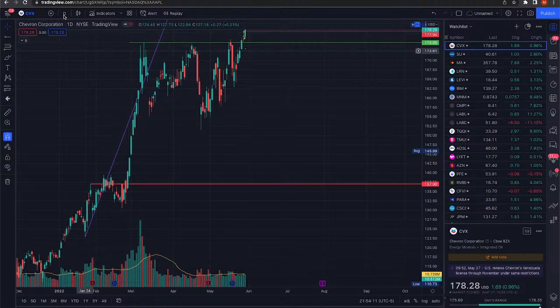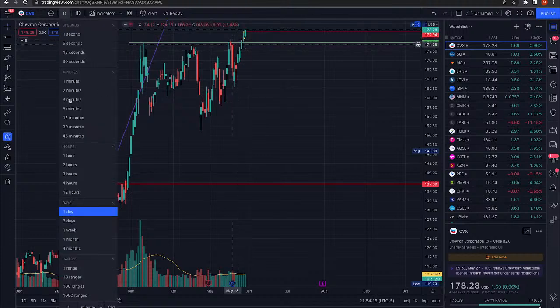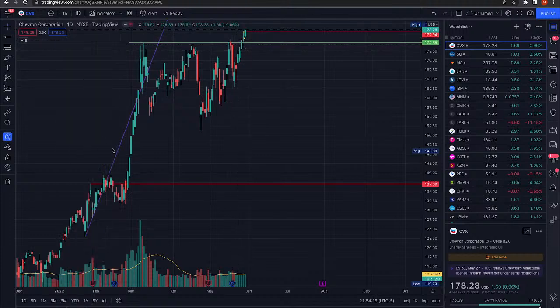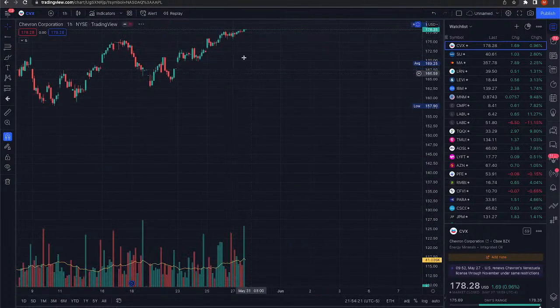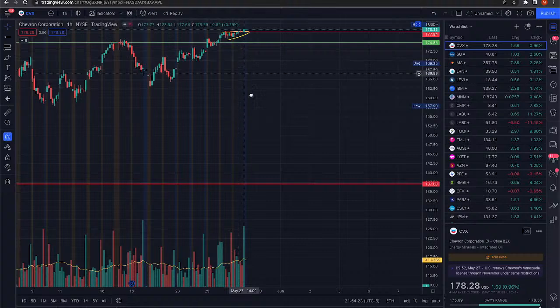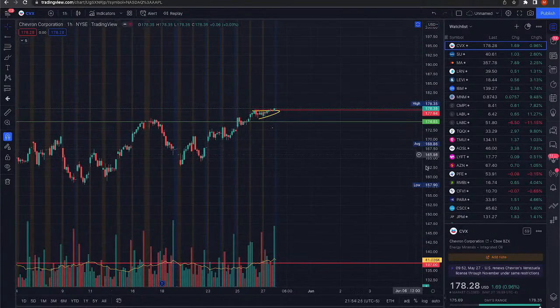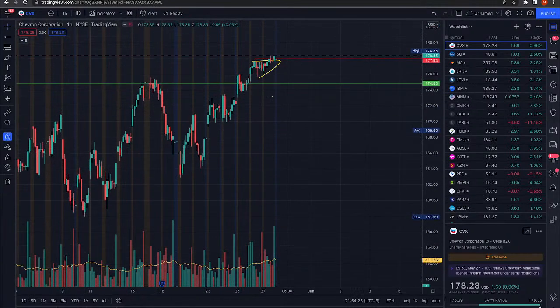All right. Or you could just zoom in and see, it's probably on a 1 hour uptrend, right? And you can see there, the 1 hour is right around 176. That's the last 1 hour low. So that's how you're going to want to set your stop loss right there for this.